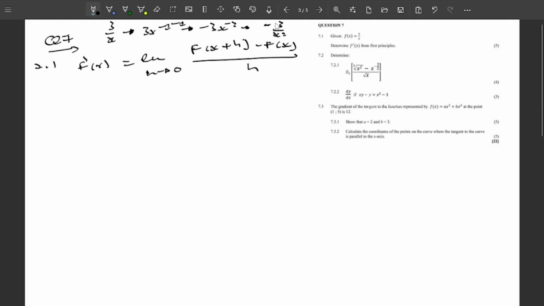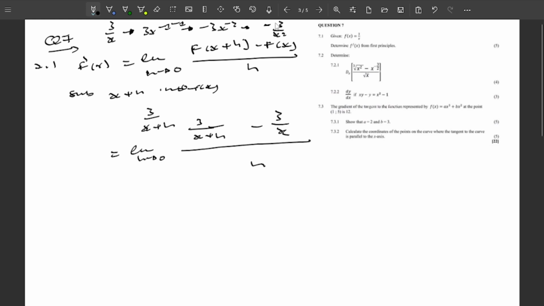The first step, I would say to them, is to substitute x plus h into f of x. So it's going to be 3 over x plus h. Then you're done. There's nothing else to simplify. It's not a square, it's just a basic problem. From there on, we say the limit as h approaches 0 of 3 over x plus h, and you want to subtract 3 over x, all divided by h.